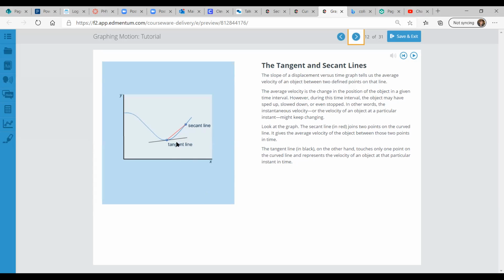And the tangent line in black touches only 1 point on the curved line and represents the velocity of an object at that particular instant. So you can take any 1 point along the line and draw a line that only touches the graph at 1 point, and that will be different at each point. That tangent line will appear different. So sometimes the average velocity is not the most accurate thing, it doesn't tell you as much information as you need sometimes.